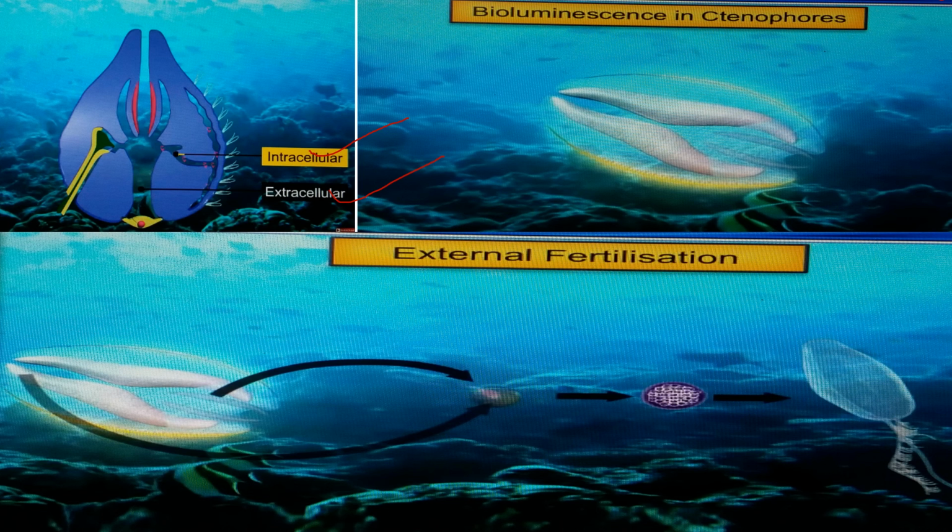The characteristic feature of ctenophores is bioluminescence, or the ability to emit light. You can see here how the organism is emitting the light. Ctenophores are hermaphrodite. They exhibit sexual reproduction. In these animals, fertilization is external with indirect development. Pleurobrachia and Ctenoplana are some of the ctenophores.